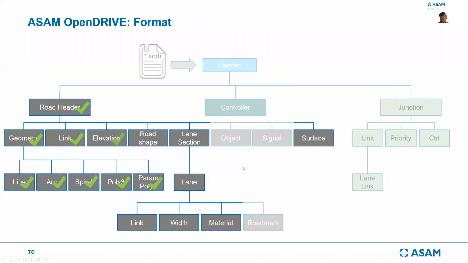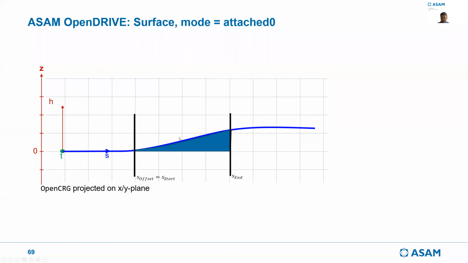And then we have the mode attached 0. So this is how we should do it, so that the CRG patch at least covers the whole window.